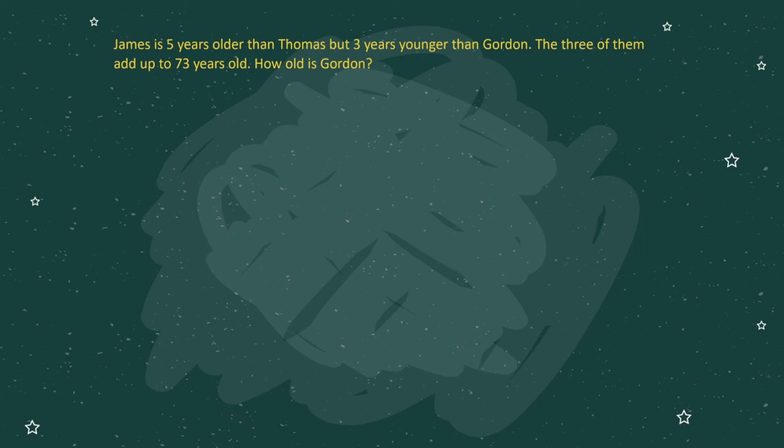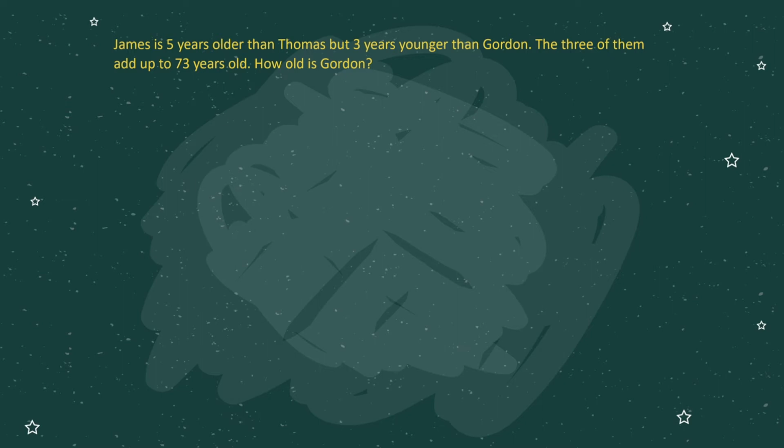James is 5 years older than Thomas, but 3 years younger than Gordon. The three of them add up to 73 years old. How old is Gordon? Well, an age problem. You can pause the video and see if you can solve it by yourself first. Now, bar methods are especially good for age problems.